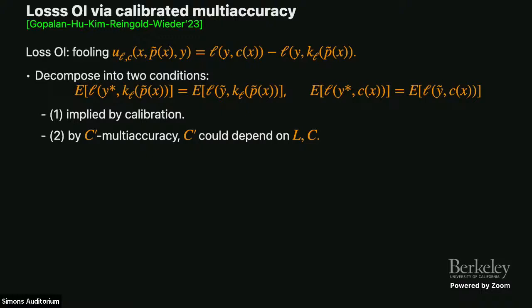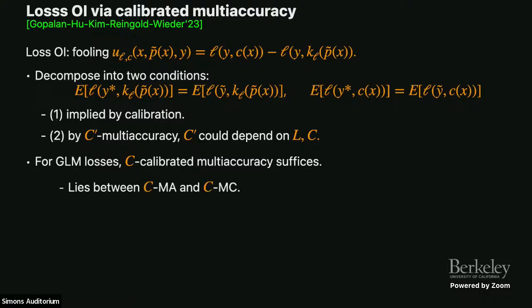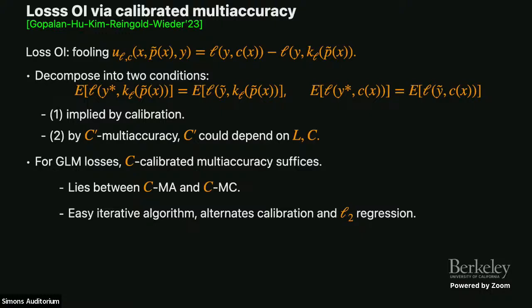Okay, that's good. But is this going to give us an interesting omniprediction statement? Because the whole point we wanted was independence from the loss function. It turns out, and I won't tell you exactly how, that yes, it does give you many interesting omniprediction style statements. For GLM losses, which are a family of losses closely related to proper losses, and include linear, logistic loss, squared loss, and many more things, it turns out that C prime actually doesn't depend on L. It's equal to C. So for this class, all you need is calibrated multi-accuracy, which is just calibration plus multi-accuracy. This is something intermediate between multi-accuracy and multi-calibration. And this has a very easy algorithm, which I won't tell you. It's much simpler than multi-calibration.